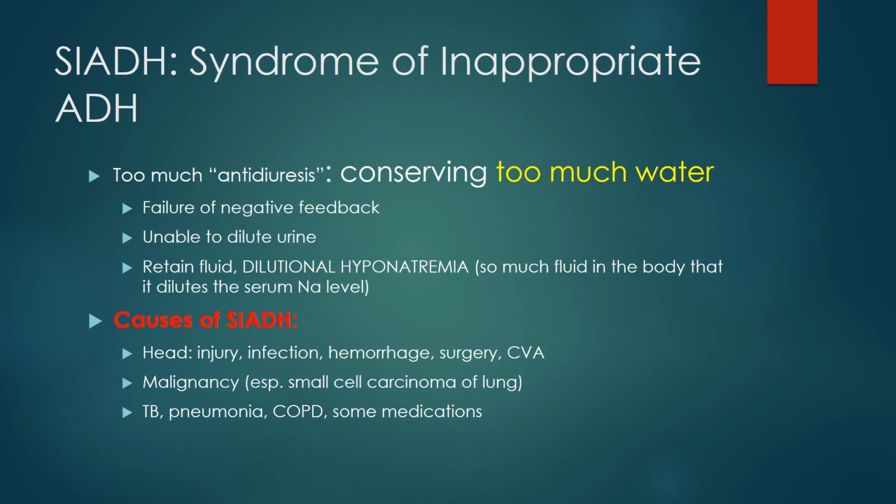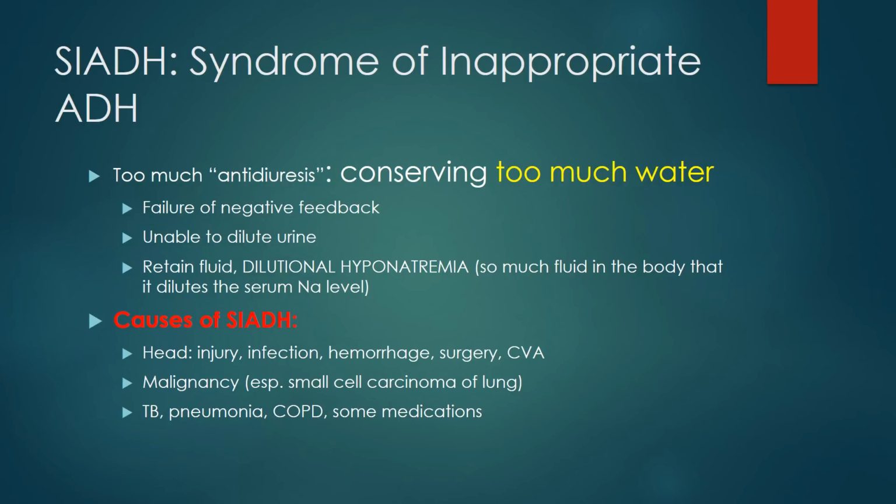However, in SIADH, we're not slowing down. We have lots and lots and lots of unopposed ADH secretion. We're not diluting urine because we're holding on to all this water in the body. Now, think back to DI for a second. In diabetes insipidus, we're dehydrated. So a lot of our lab values were high because they were concentrated, our serum osmolality, our serum sodium, etc.